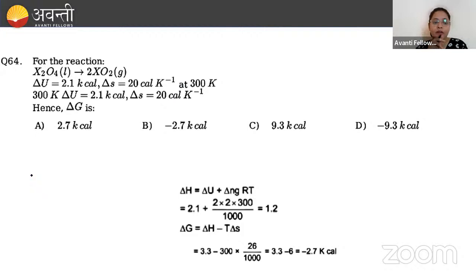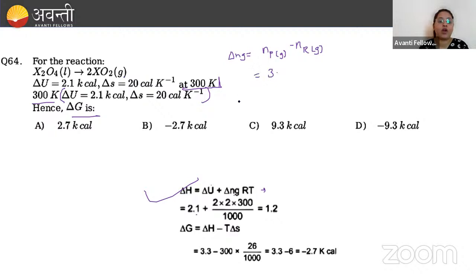For this given reaction, X2O4 giving XO2, delta U is given as 2.1 kilocalorie, and delta S is given, at 300 Kelvin. What will be the delta G value? You know the formula, delta H is equal to delta U plus delta ng RT. Put the delta U value as 2.1. Delta ng you can calculate from the reaction: it is the number of moles of product in gaseous state minus the number of moles of reactant in gaseous state. Here a liquid is present on the reactant side.